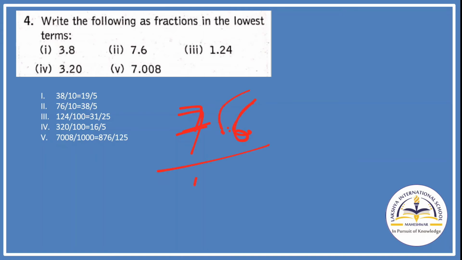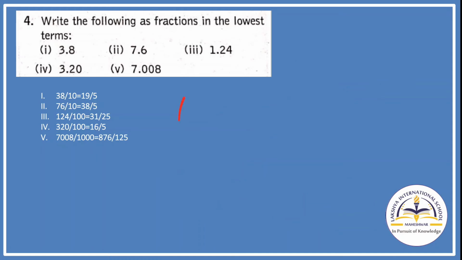Again we will remove the decimal, we will get 10 here. Now again we can cut by the table of 2, you will get 38 by 5. Now we cannot cut them further, so this will be the answer.